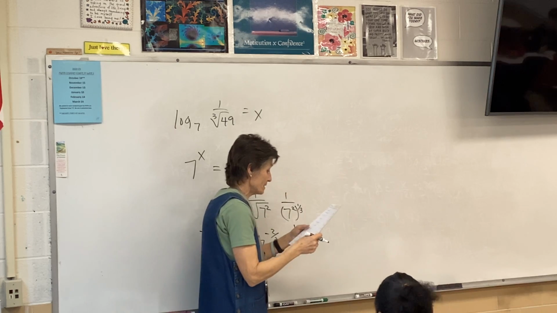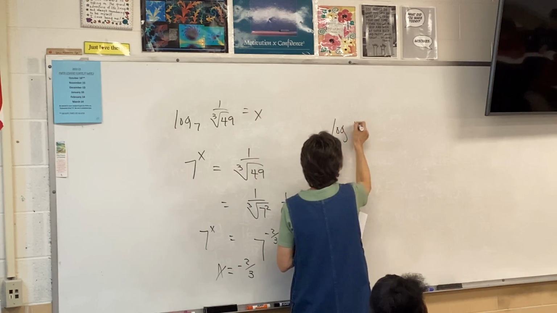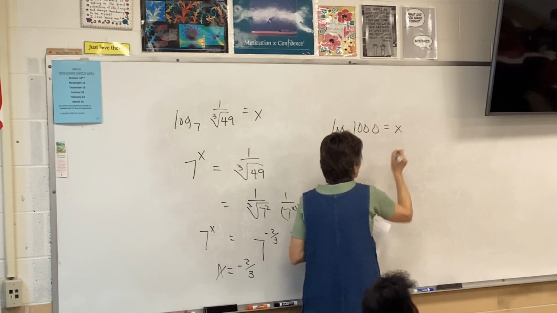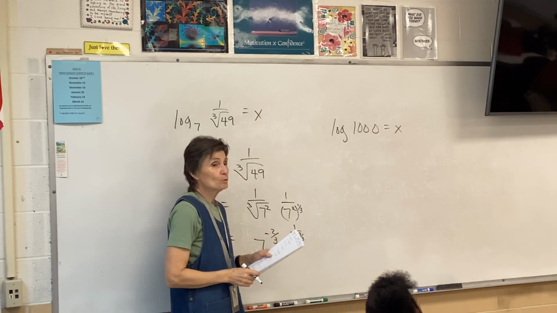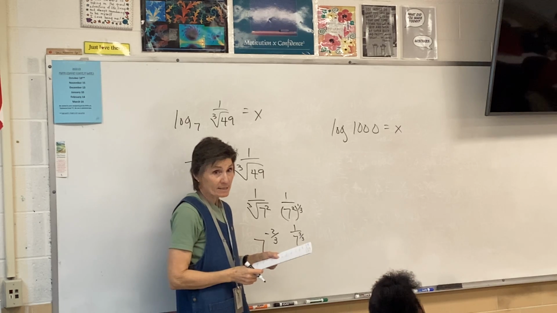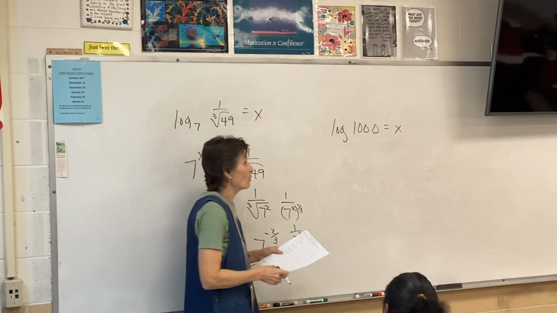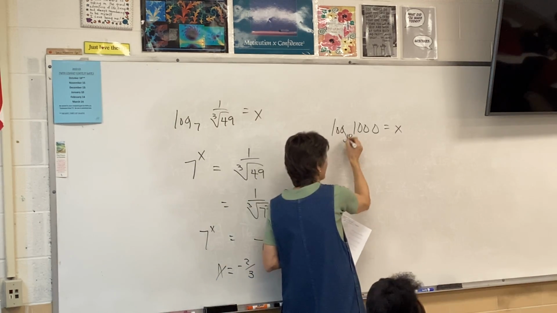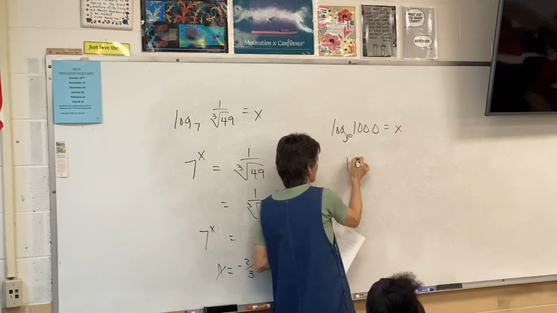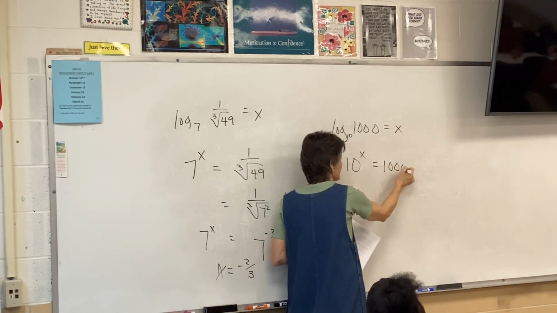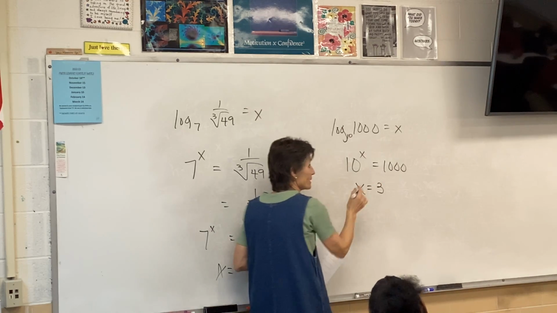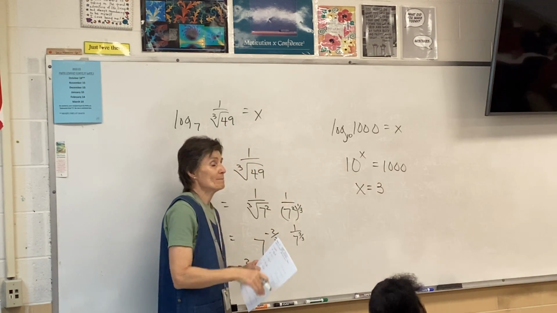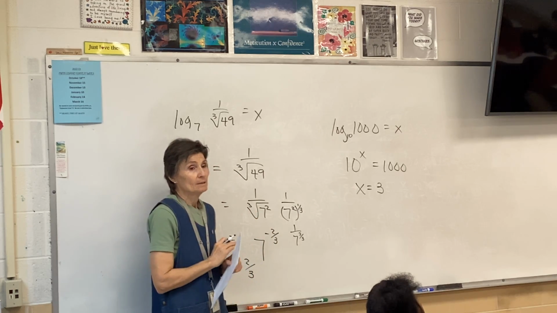All right, next, log of 1,000. If we're gonna loop-de-loo this, we need a base. And we know the base on LOG is 10. So 10 to some power is 1,000. And the power is 3. Remember, the power means 10 times 10 times 10.